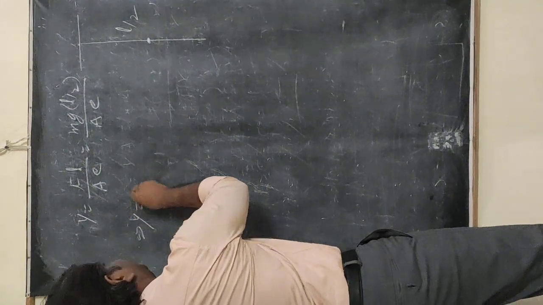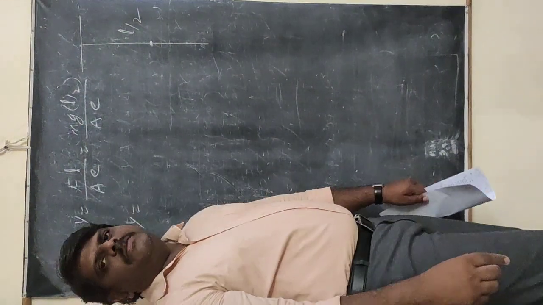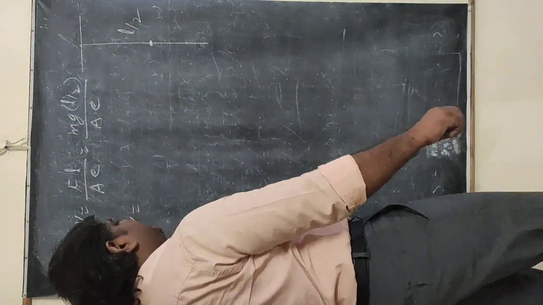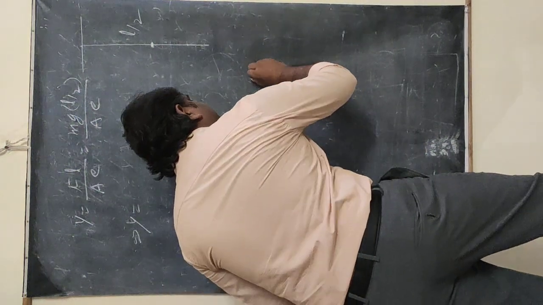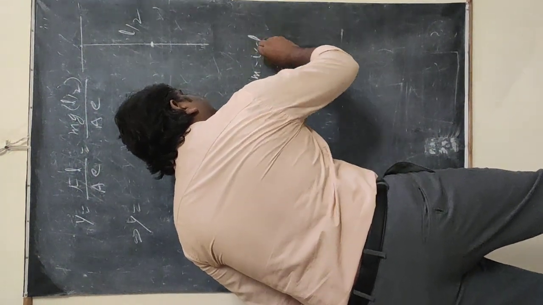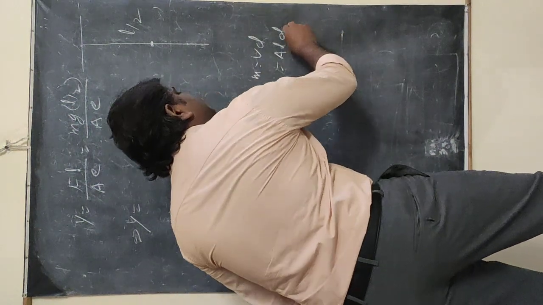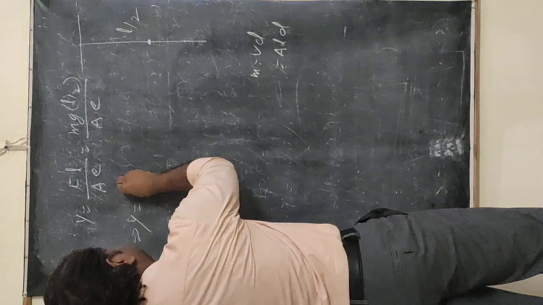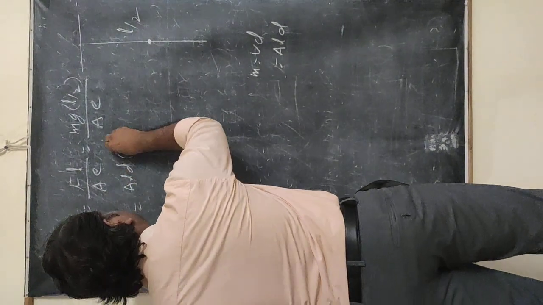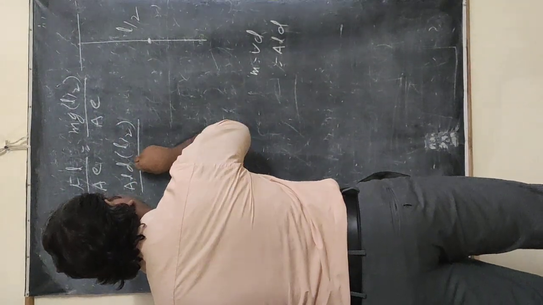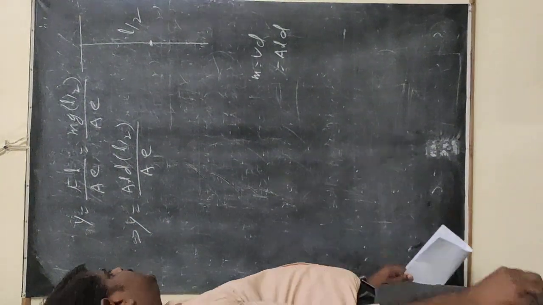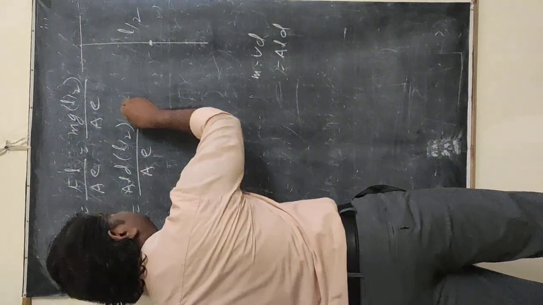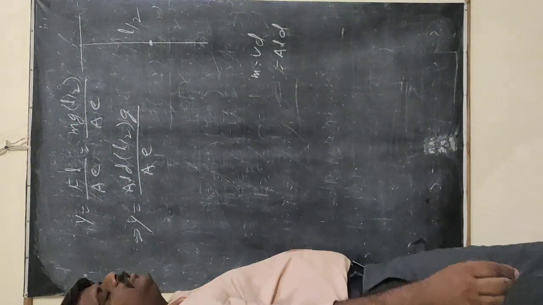That implies Y is equal to mass, and mass can be written as volume into density. Volume is area of cross section into length. So simply remember here, the mass M is equal to volume into density, that is A into L into D. Don't be confused here, D represents density. So M can be written as A into L into D into L by 2 by A into e. A is going to cancel. Sorry, one more term is there, g, we forgot that. g also we have to write.